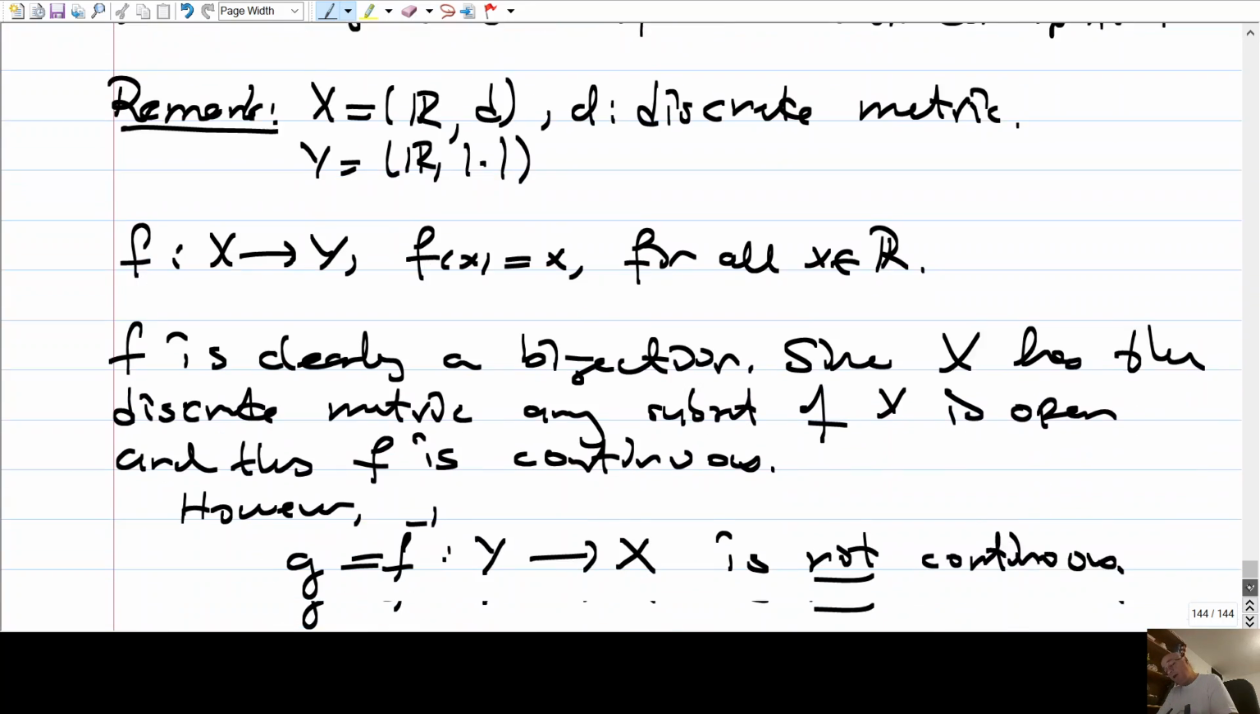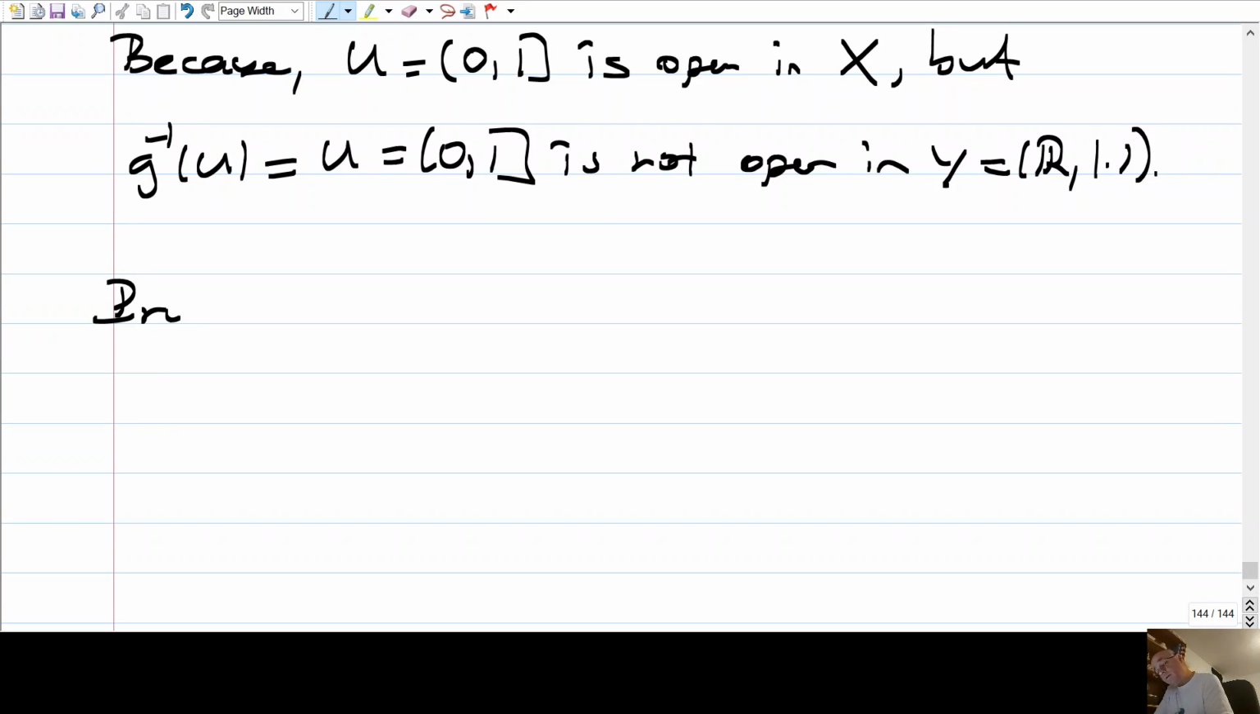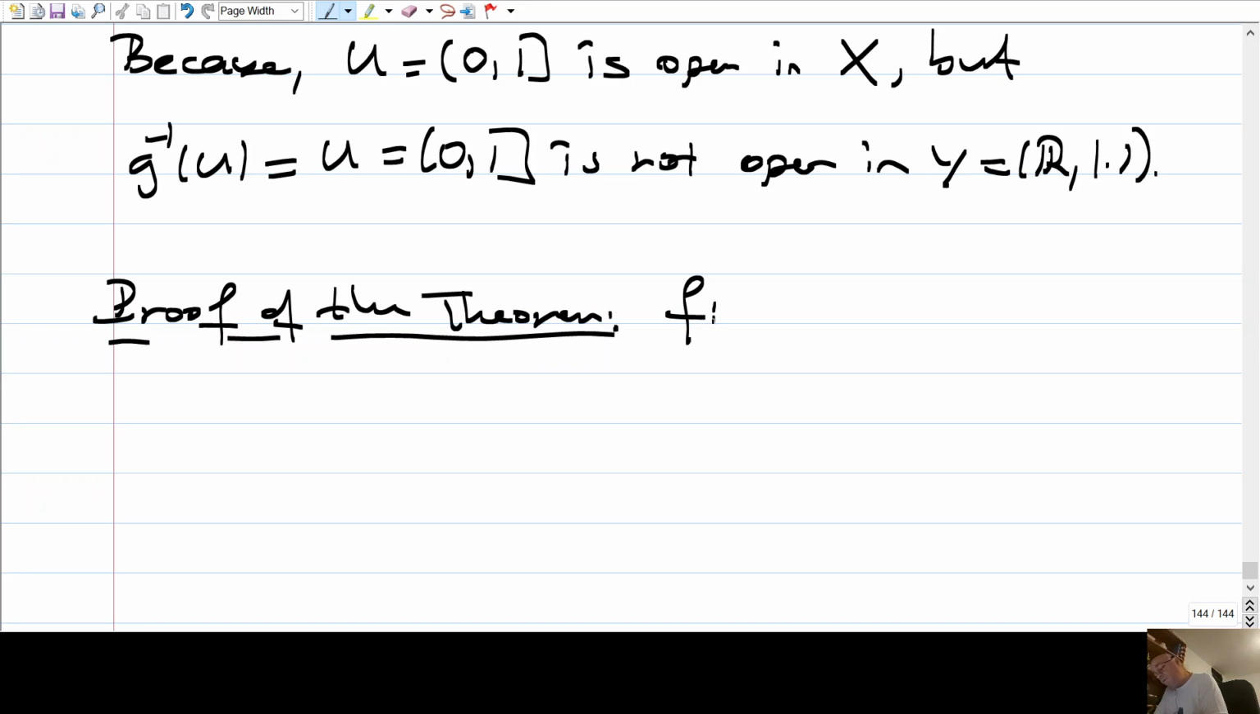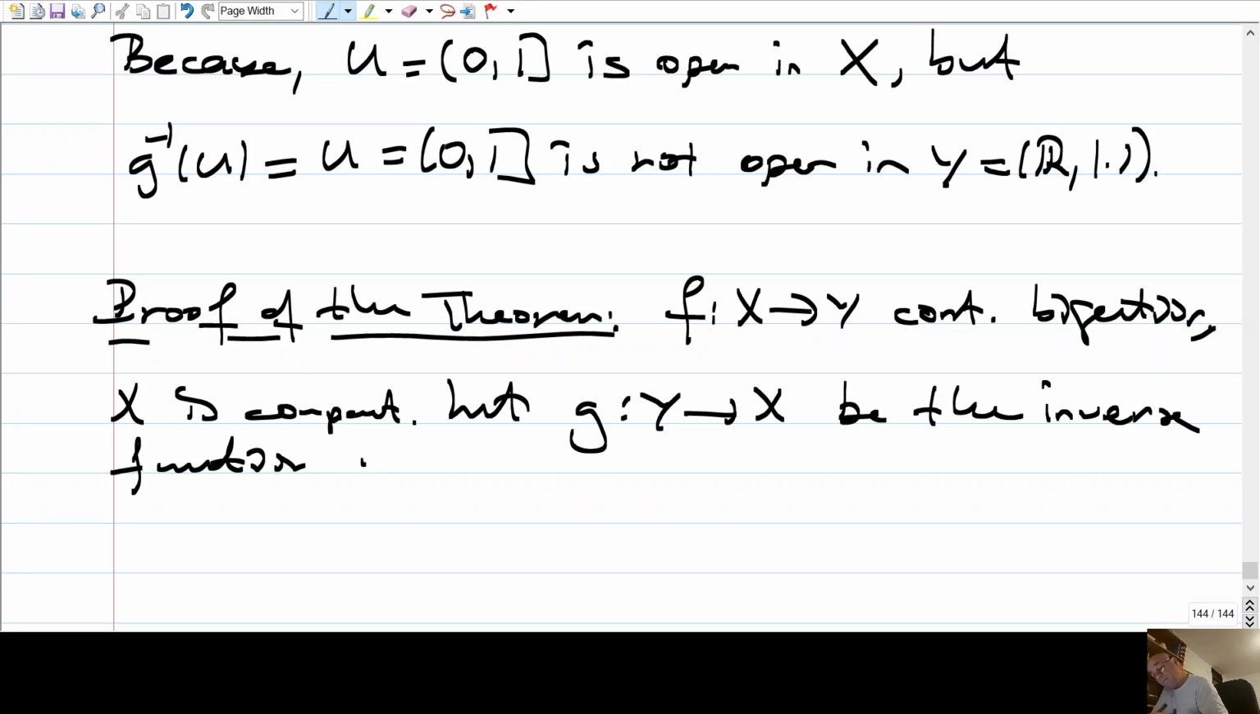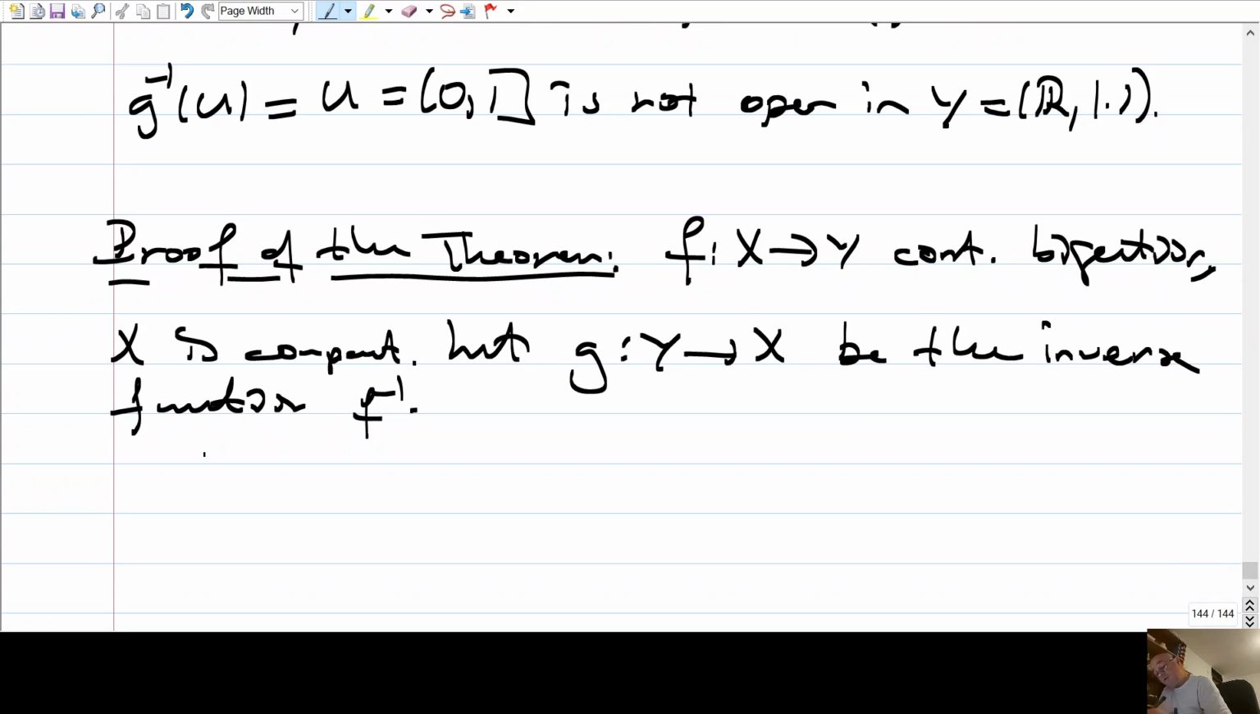All right. Now, why does this theorem hold? Proof of the theorem. So f from X to Y is a continuous bijection, and X is compact. Let g be the inverse function, f inverse. To show that f is a homeomorphism, we must show that g is continuous.